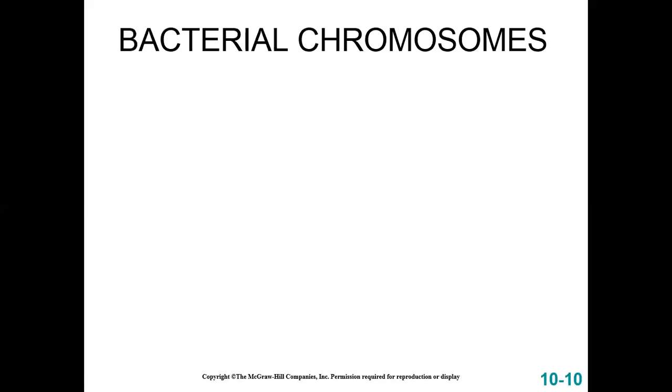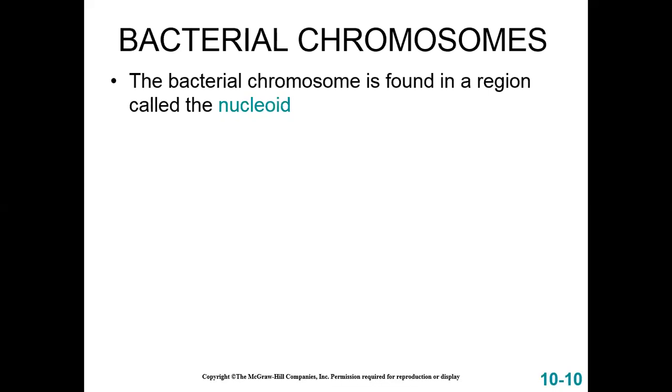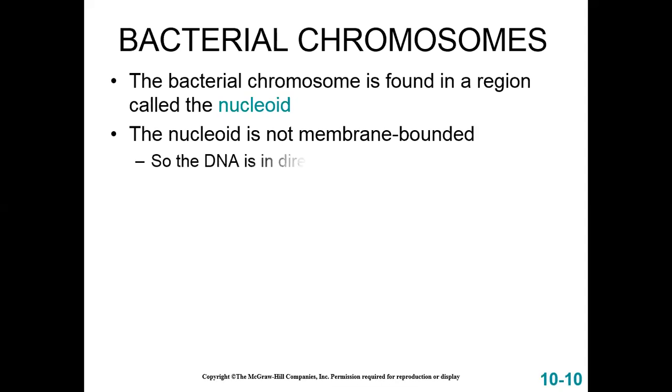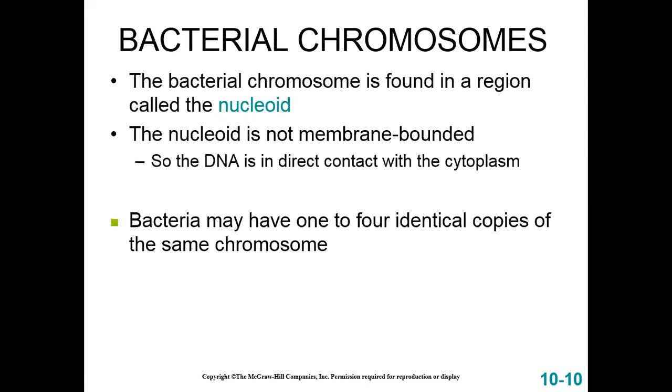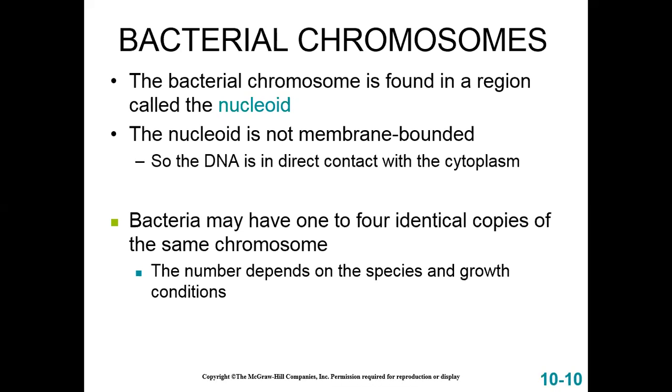First, we start with the bacterial chromosome. The bacterial chromosome is found in a region called the nucleoid. The nucleoid is not membrane bounded, so the DNA is in direct contact with the cytoplasm. Bacteria may have 1 to 4 identical copies of the same chromosome. The number depends on the species and growth conditions. So, bacteria do not contain a well-defined nucleus in their cells. This is a feature of the prokaryotic cells.